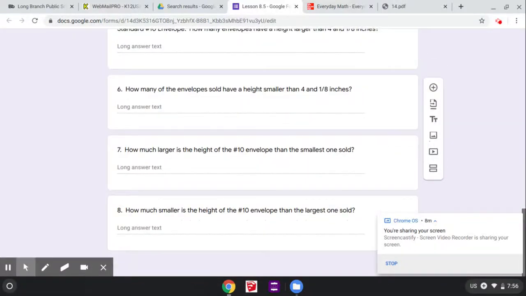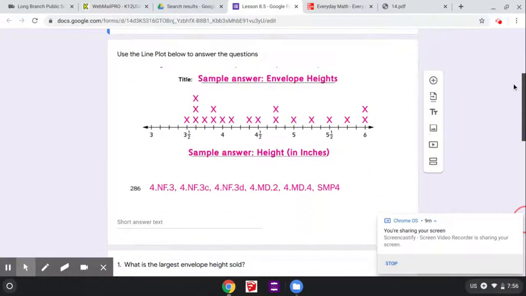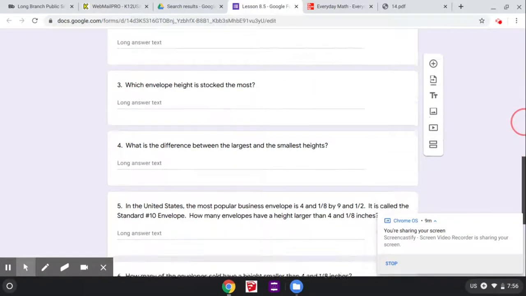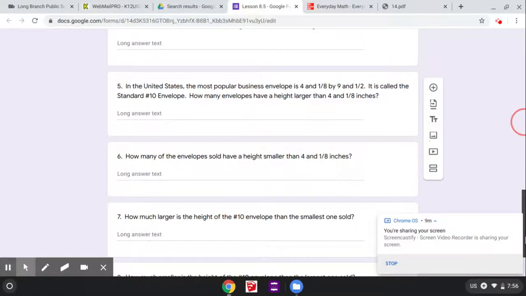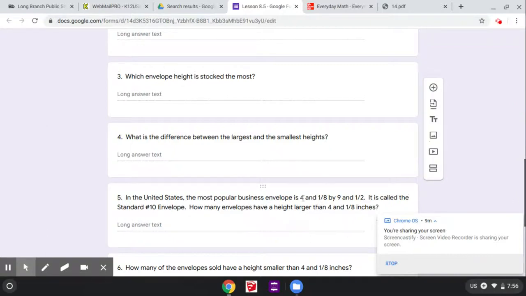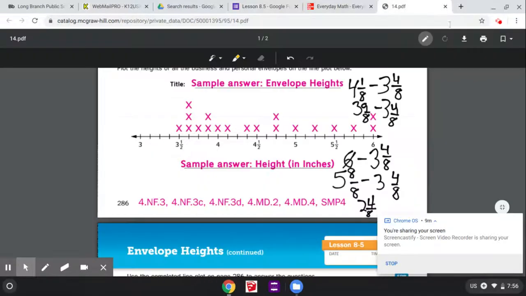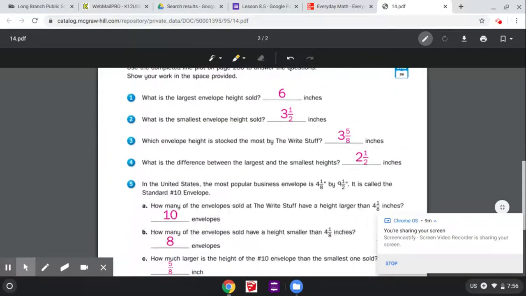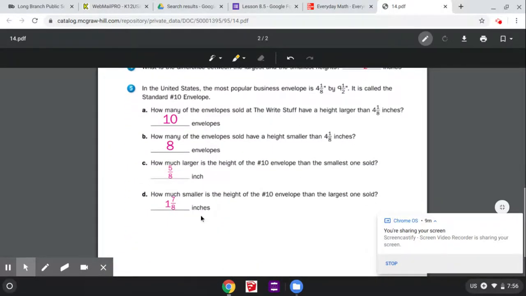Okay, and then how much smaller is the height of the envelope than the largest one sold? So you would subtract 6 minus 4 1/8, because that's the height of the number 10 envelope. Okay, so 6 minus 4 1/8. And I'm just going to show you the answer because I don't have a lot of space here to write.